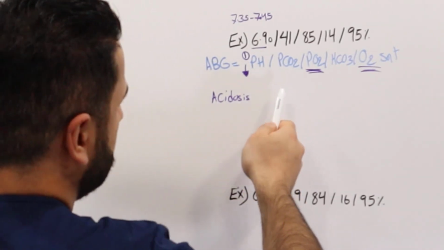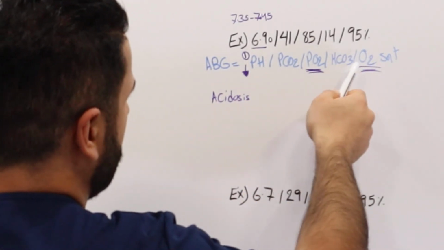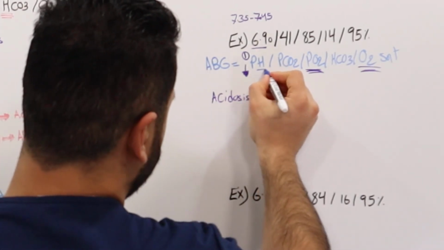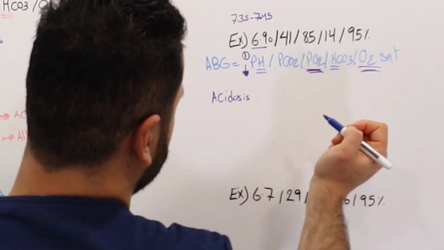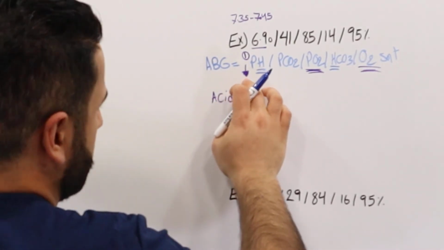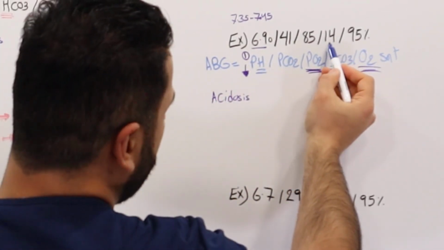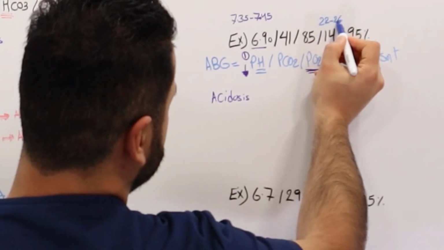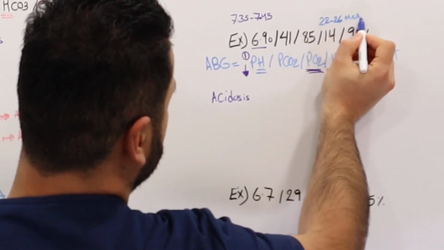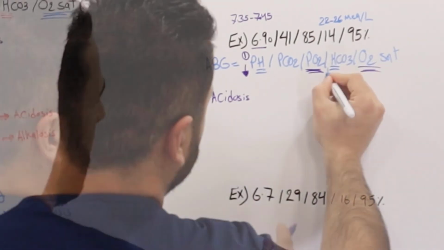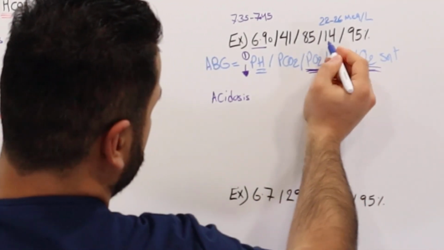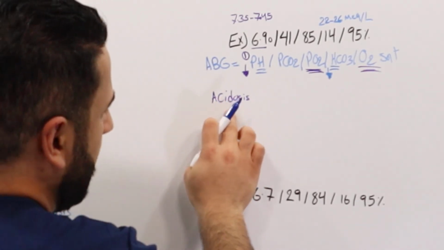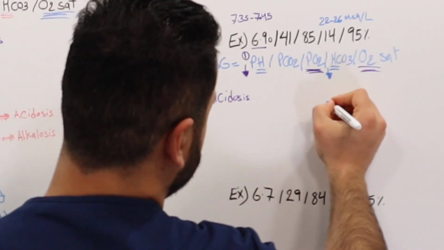Now, let's look at PCO2 and then HCO3. Because we have the H, I'm going to look at the H first to see if it's going the same direction or not. So here we have 14, and we know the range is 22 to 26 milliequivalents per liter. This one is also decreasing, it's 14, therefore it's going the same direction as the pH. So it's also acidosis.